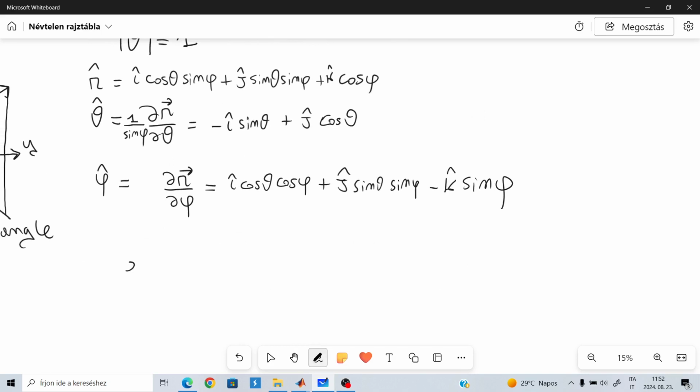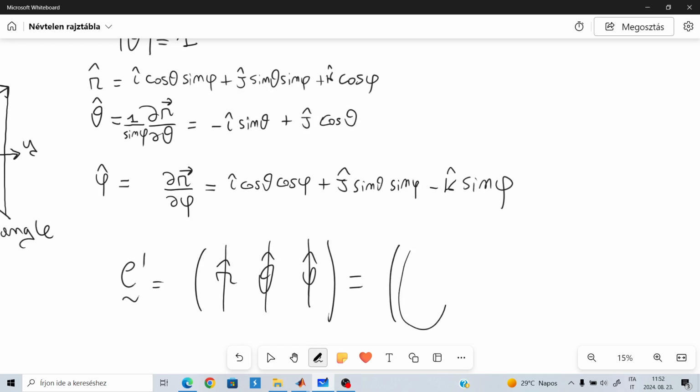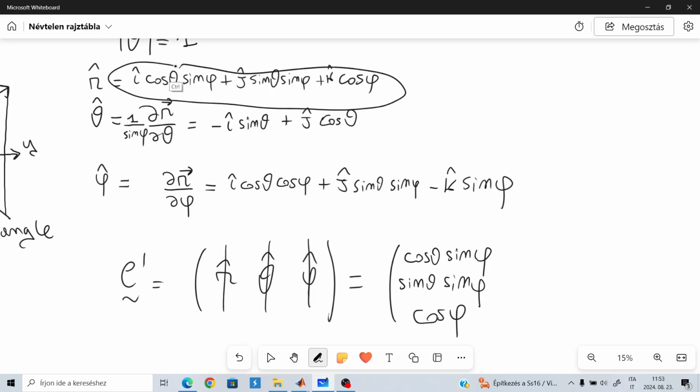Let me write it here. E prime is equal to the matrix that we construct from r, theta, and phi, and you can construct this matrix from what we obtained here. Basically, we have the components of r written with respect to the three unit vectors along x, y, and z. So we have cosine theta sine phi, then sine theta sine phi, and cos phi. They are the three components of r with respect to the three unit vectors along x, y, z.